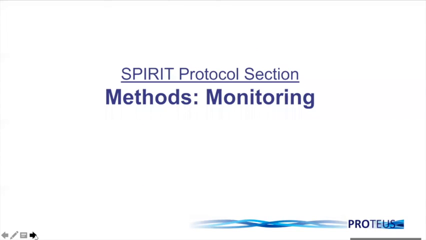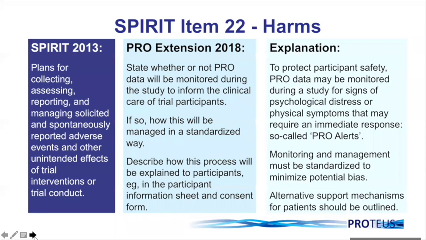So now moving on to the protocol section about monitoring. And this then refers to item 22, or harms, and the SPIRIT 2013 guidance talks about plans for collecting, assessing, reporting and managing adverse events and other unintended effects of the trial. Now, in the case of PROs, this relates to whether or not the PRO data will be monitored during the study to inform the clinical care of trial participants. And this needs to be stated in the protocol.